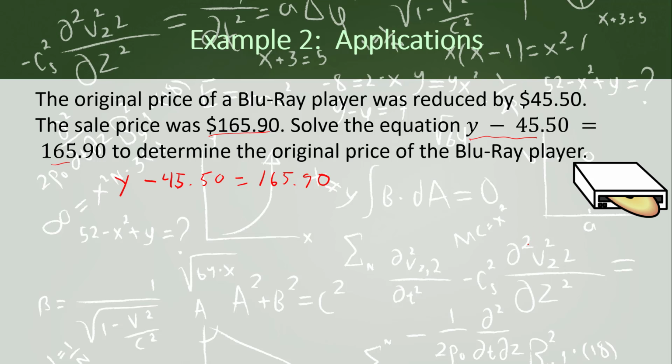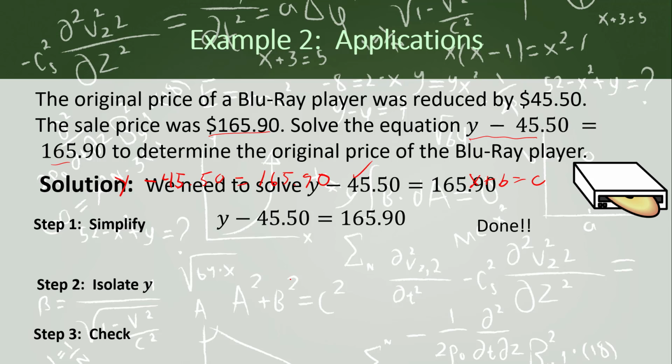We want to solve for y. And the first thing that we want to do is get it into the form of x plus b is equal to c. Well, it's already there. Done. So we've already simplified. Next thing we want to do is isolate y. Since we actually have a subtraction here, we want to use the addition property of equality. So I'm going to add 45.5 to both sides of the equation.